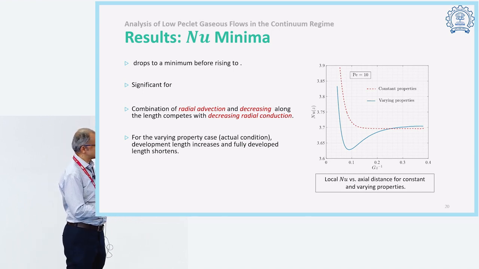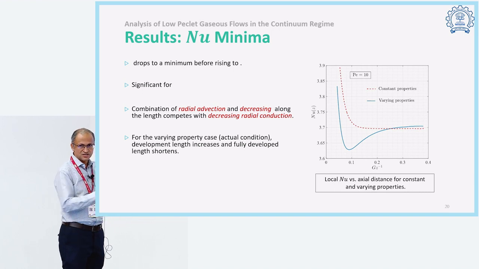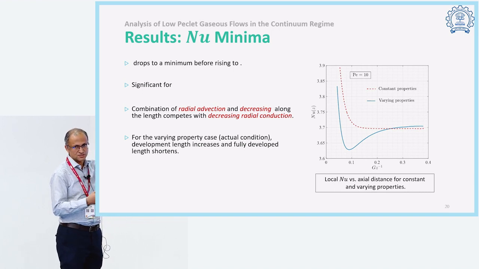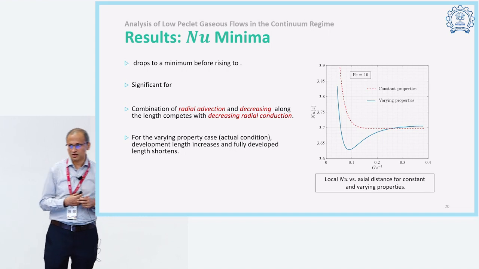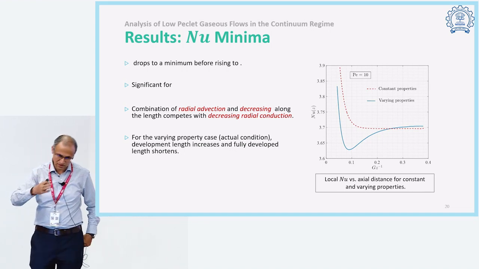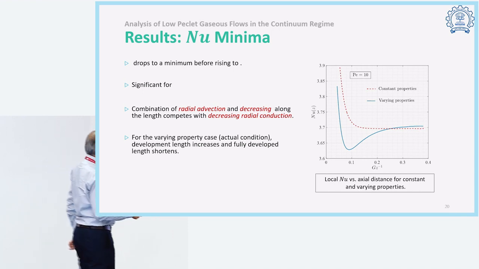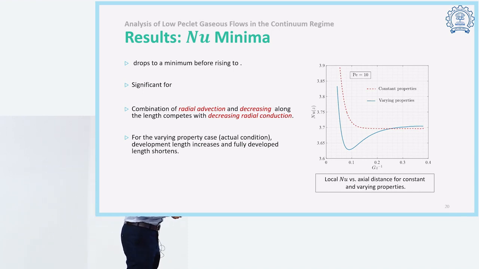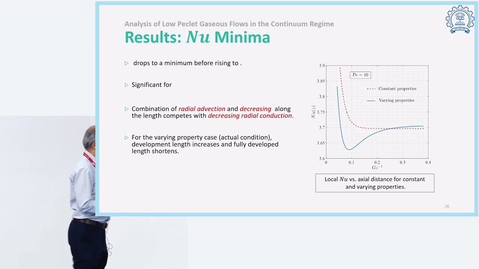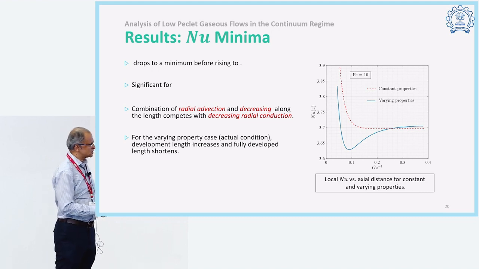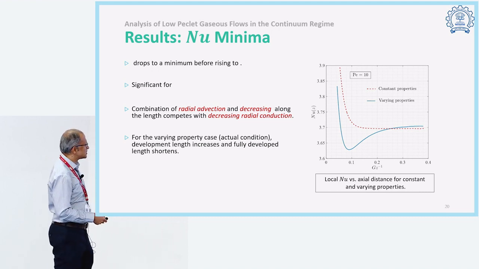Of course, initially when the boundary layer thickness is very small, the Nusselt number is very large, and as the boundary layer develops, the Nusselt number is expected to come down. But what is interesting is that there is a shallow minima before you start recovering and going to the asymptotic value. And of course, there is a small difference in asymptotic value as well. That's what you see here.